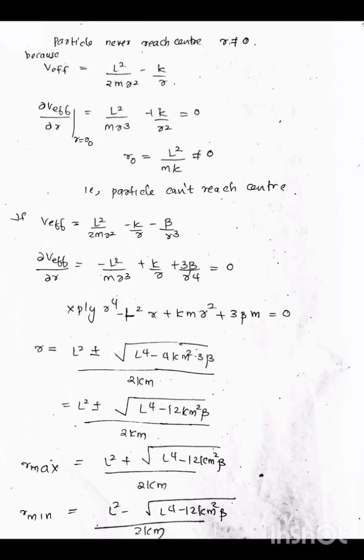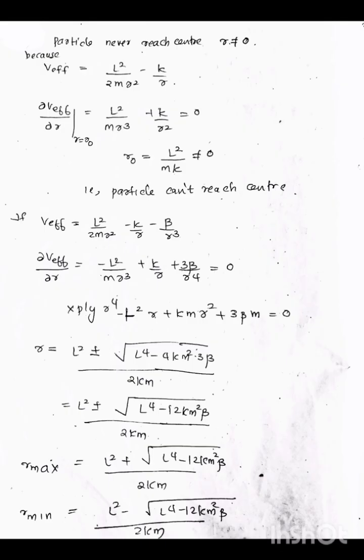So V effective is equal to L² by 2mr² minus k by r. Then ∂V effective by ∂r is equal to minus L² by mr³ plus k by r² equal to 0. So that r0 is equal to L² by mk, that is not equal to 0. So that we had said that the particle can't reach the center because r is not equal to 0.